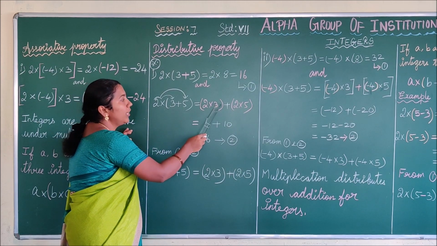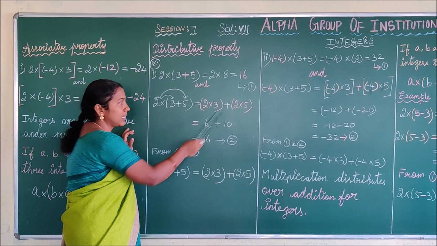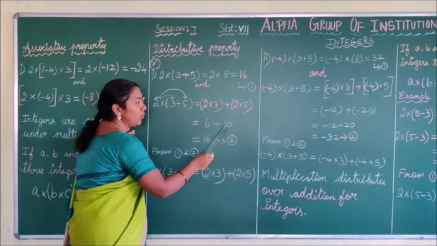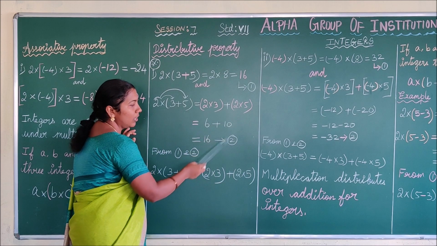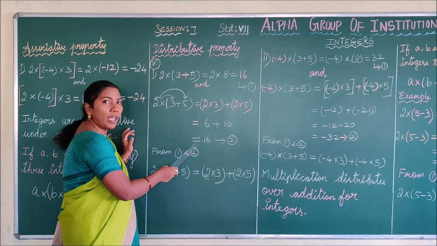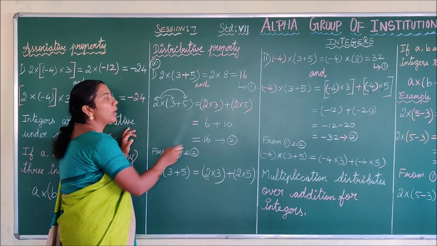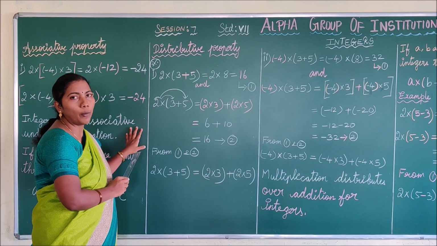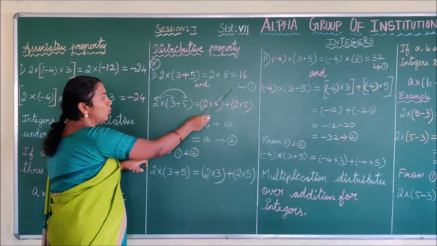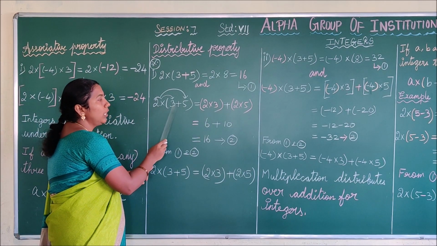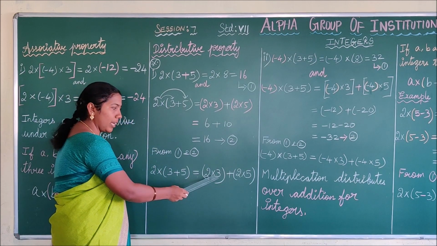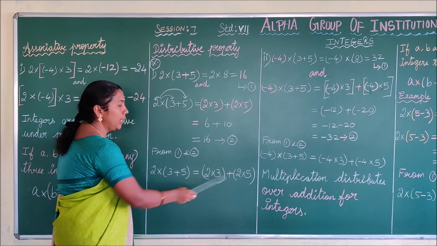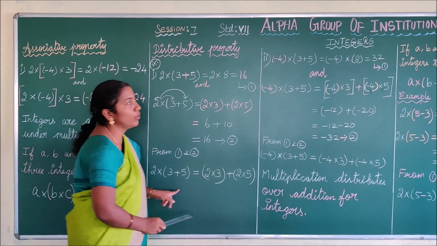Okay. 2 into 3, what is your answer? 6, plus 2 into 5, 10. 6 plus 10, 16. See equations 1 and 2. We get the same answer. This type of property is called the distributive property. Thus, from 1 and 2, we can write 2 into 3 plus 5 is the same as 2 into 3 plus 2 into 5. Let us see one more example.